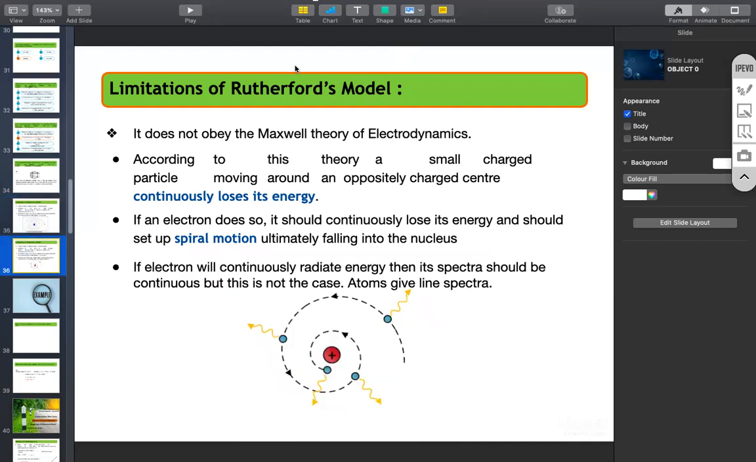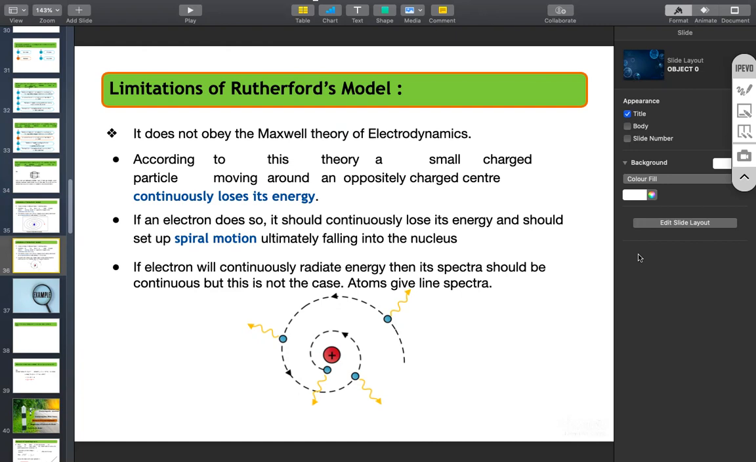If the electron continuously radiates energy, then its spectra should be continuous. I will explain later. Spectra means the radiations coming out from the electron. Continuous means it should have the 5-7 colors of the rainbow, VIBGYOR. So if the electron was continuously radiating energy, it would radiate all types of energy, meaning all the frequencies in the spectrum.